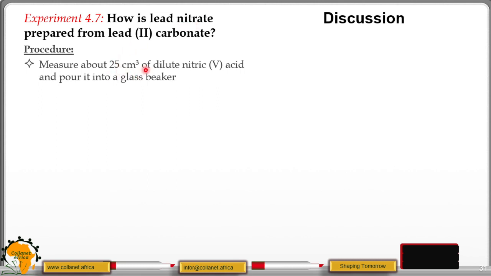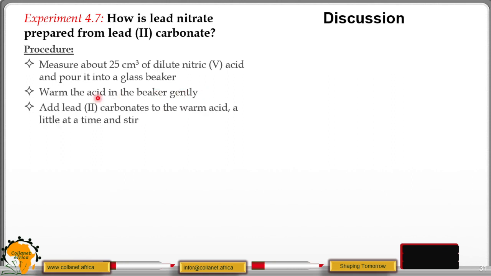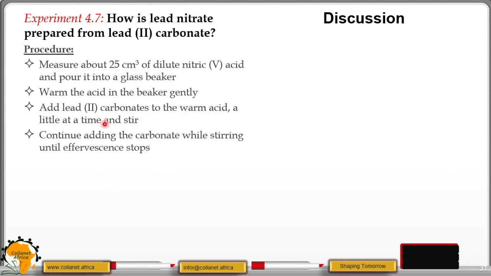Measure about 25 centimeters cubed of dilute nitric acid and pour it into a glass beaker. Warm the acid in the beaker gently. Add lead 2 carbonate to the warm acid a little at a time and stir. Continue adding the carbonate while stirring until effervescence stops. This effervescence comes from the production of a gas, and in this case it is carbon dioxide.